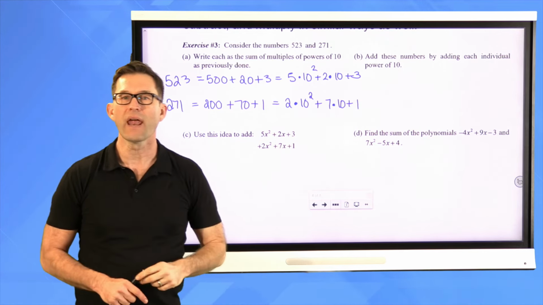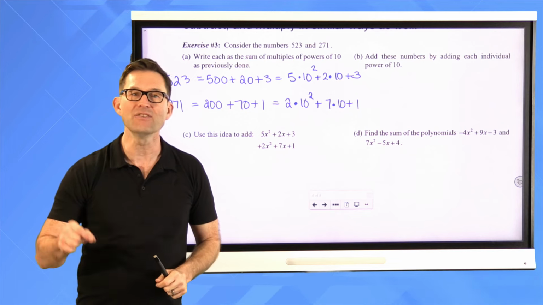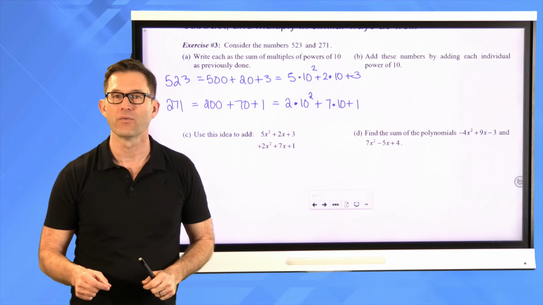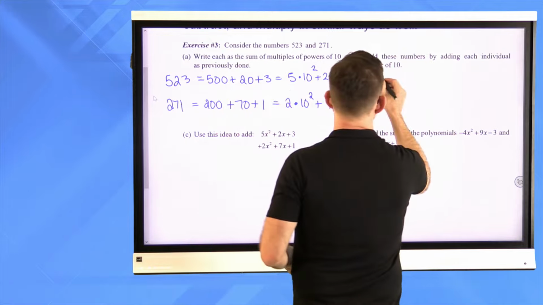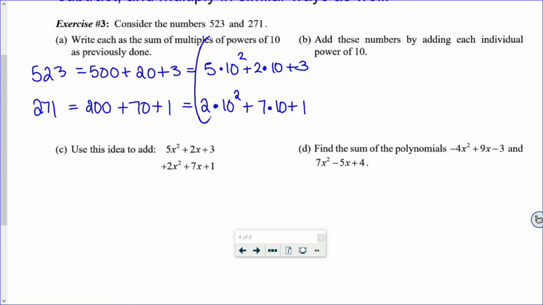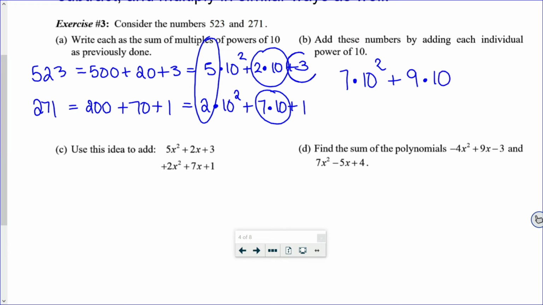So in letter B, it asks us to add these numbers by adding each individual power of 10, right? So what I'm saying is that I can literally look at this and I can go, well, I've got 5 10 squareds and 2 10 squareds, so I must, when I add them together, get 7 of them, right? Then I have 2 10 to the firsts and 7 10 to the firsts, so when I add them together, I must have 9 10 to the firsts. And finally, I have my constant terms, 3 plus 1, and that just gives me 4, right?